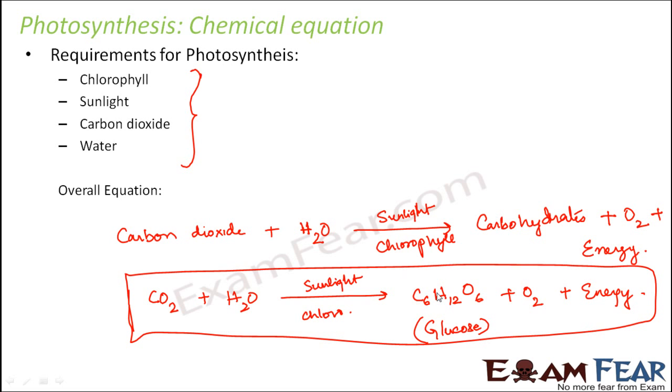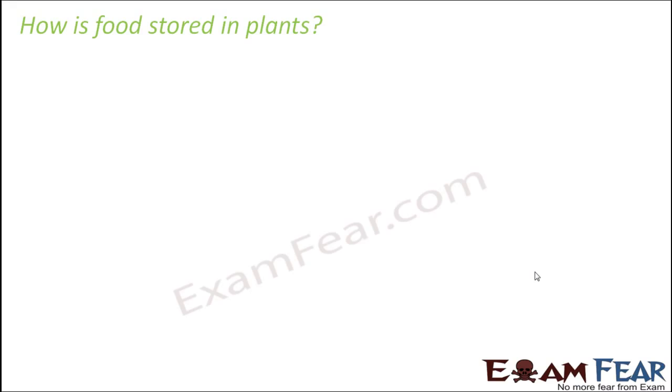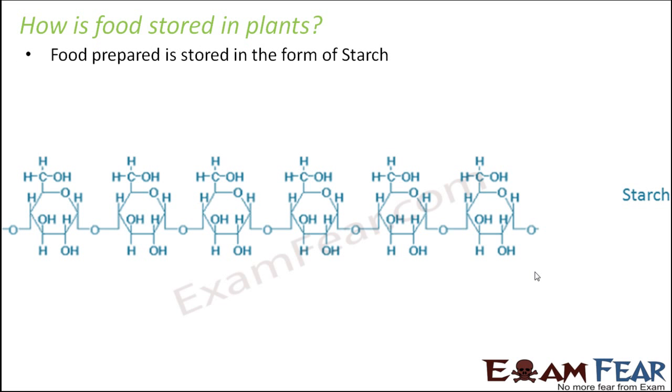So this carbohydrate which is formed is nothing but food for the plants. Also from this equation you get to know that plants take in carbon dioxide and they give out oxygen. The question is, this food which is being prepared, that is the carbohydrate or the glucose, where is it stored in a plant? Because it is produced in the leaves. So where do they store it, and how do the other parts of the plant receive it? The food which is prepared is stored in the form of starch.